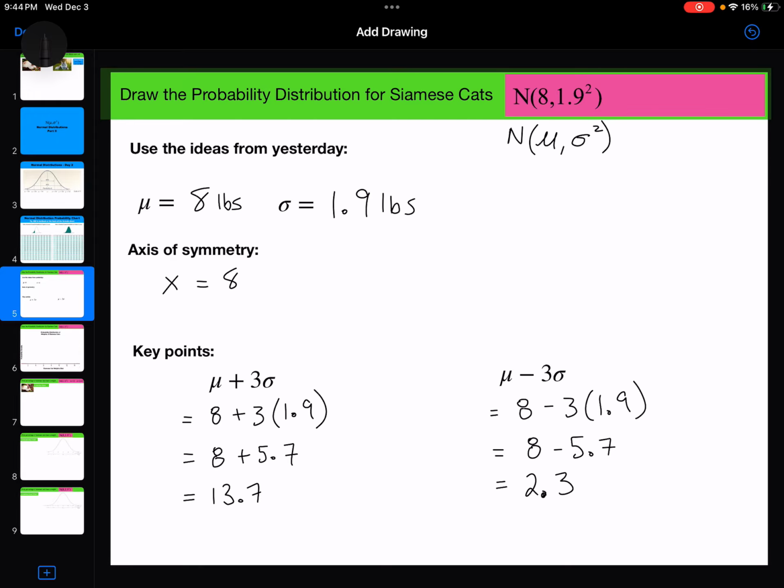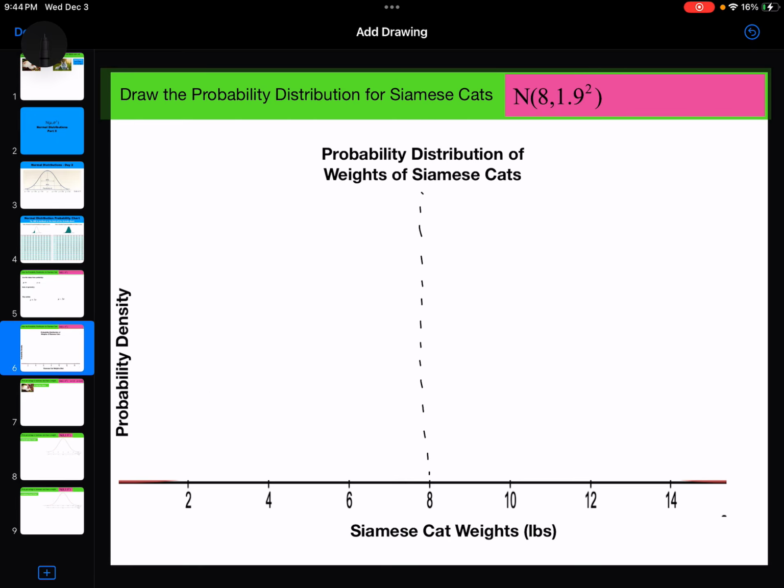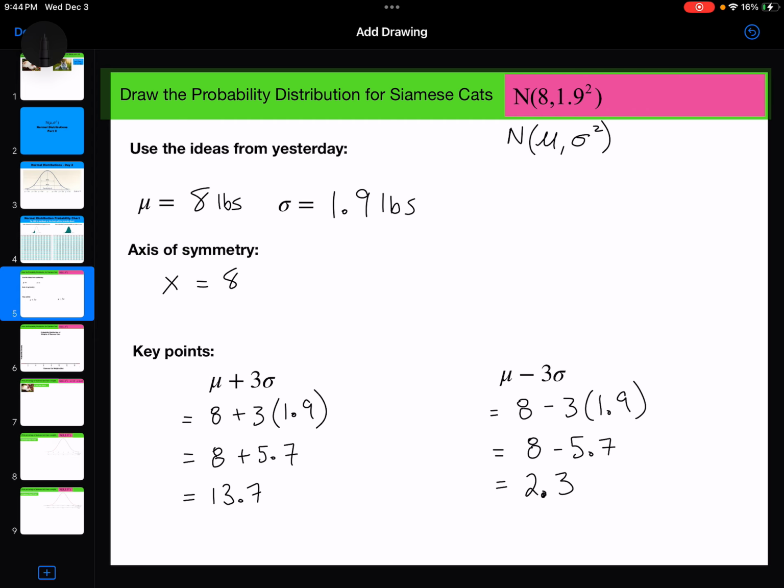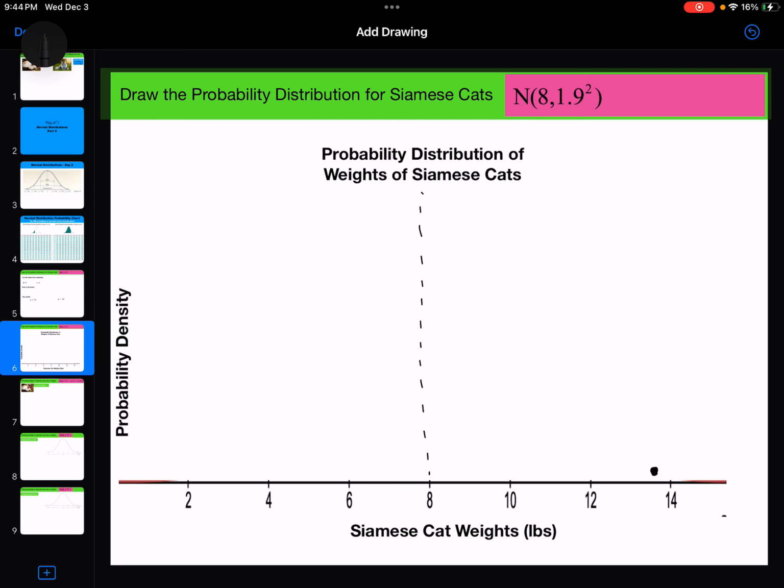So now I can draw 2 points. One at 13.7, and it's going to be really, really close to the horizontal axis, but not at the horizontal axis. And one at 2.3. Really, really close to the horizontal axis, but not quite there. Again, because it's asymptotic. And then we're not drawing a second curve on here, so we're just going to draw our height at the top.